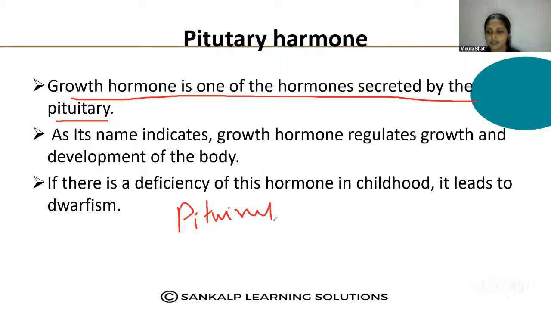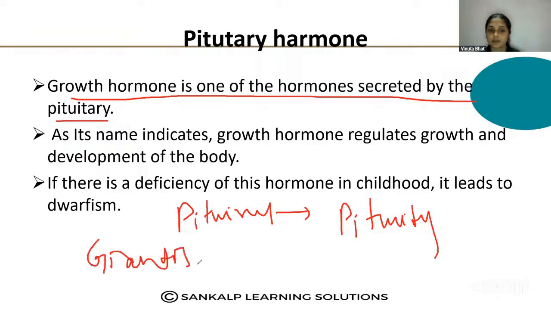The pituitary gland releases the pituitary hormone. What is the function of this pituitary hormone? It is responsible for the growth of the body. If it secretes more than required, that forms gigantism, meaning rapid growth of the body. Gigantism, okay.